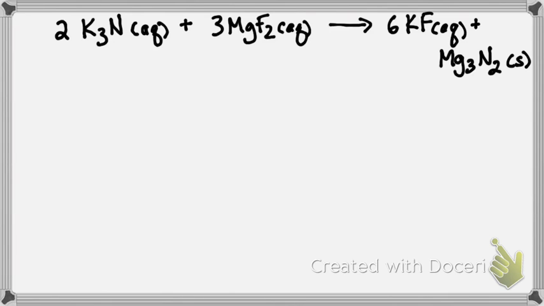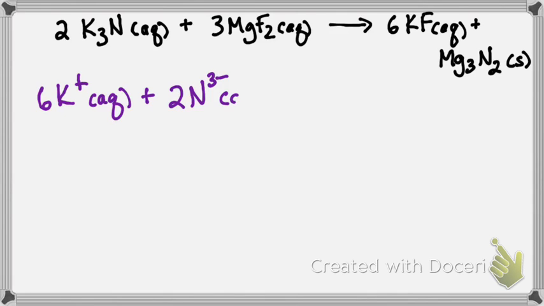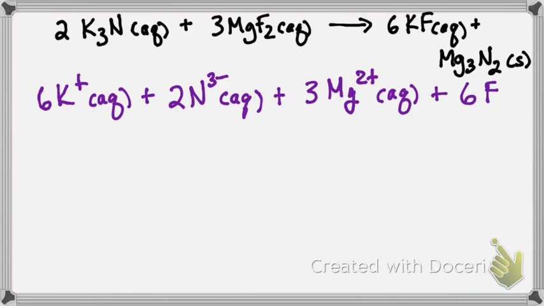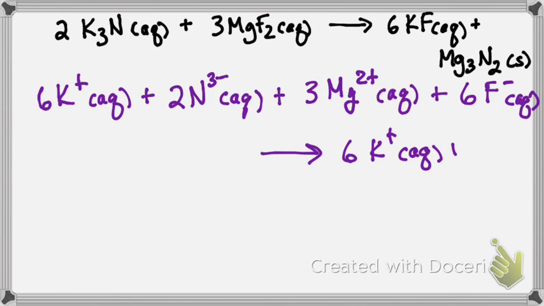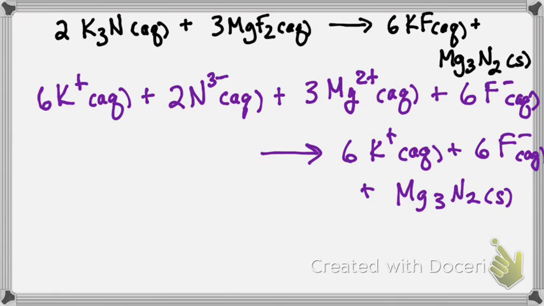So for the total ionic equation, everything that's aqueous can be broken up into ions. So the total ionic equation would be 6 K plus plus 2 N3 minus plus 3 Mg2 plus. Now these are all aqueous. Plus 6 F minus yields 6 K plus plus 6 F minus plus Mg3N2. Now that doesn't break up because it's a solid. That's the total ionic equation.